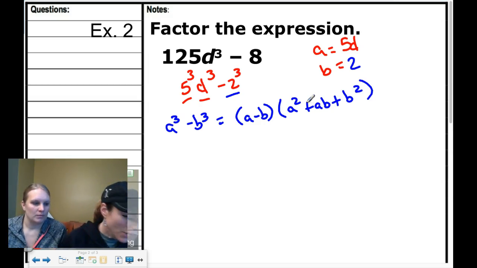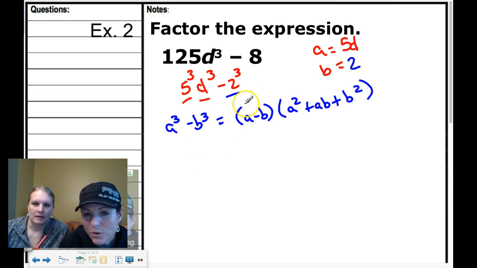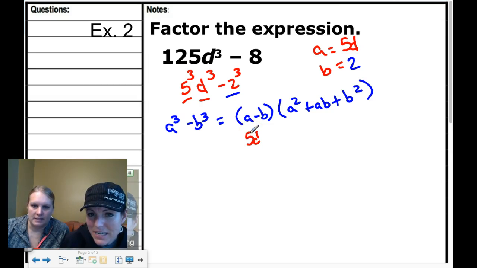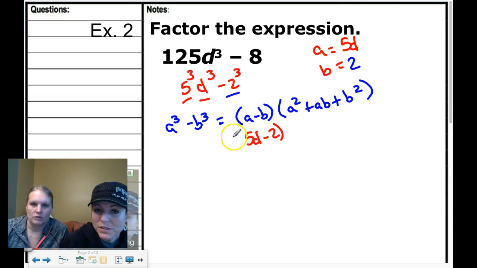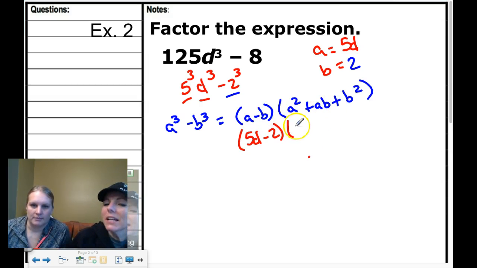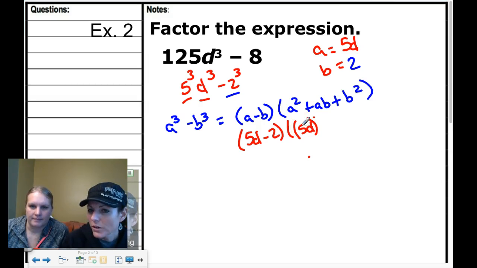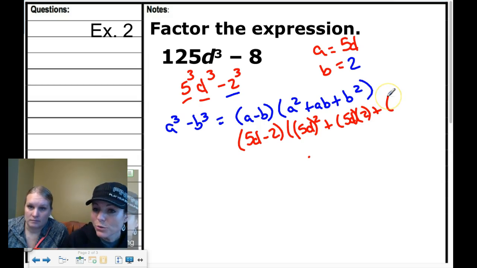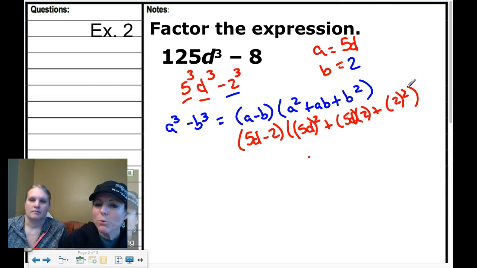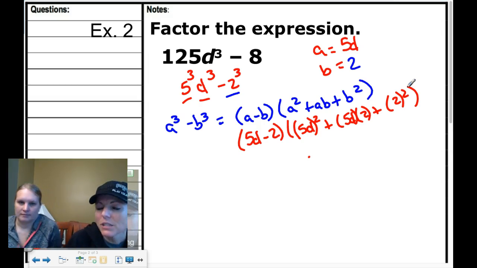Okay, here we go. Let's plug it in. A is 5d, b is 2. Parentheses, and a squared. Let's write a in parentheses like you always teach them: 5d squared. Let's show how we're substituting in. Plus, instead of a, it's 5d. Instead of b, it's 2. Plus, instead of b, it's 2 squared. Notice Miss Boyd plugged in everything in parentheses for the variables.